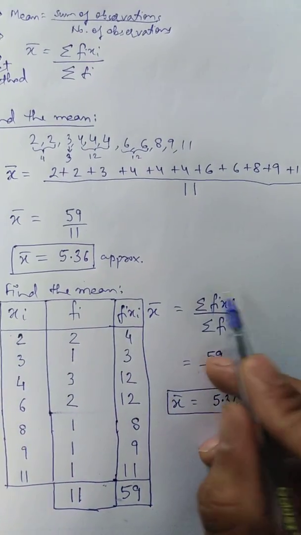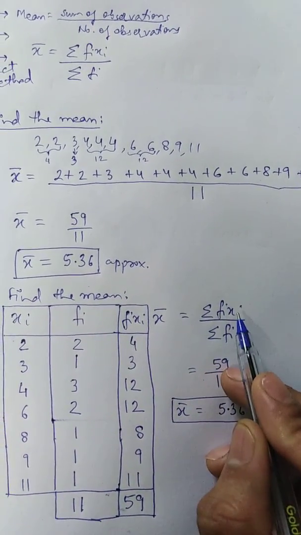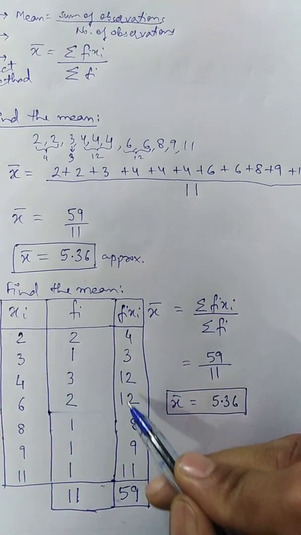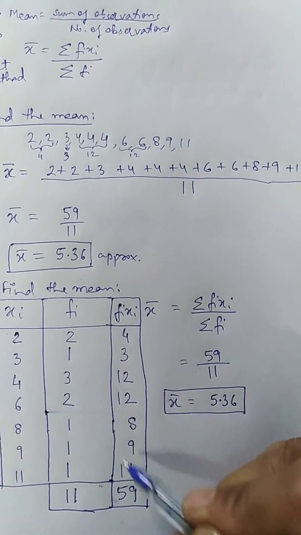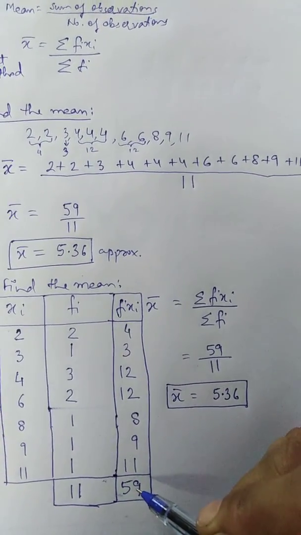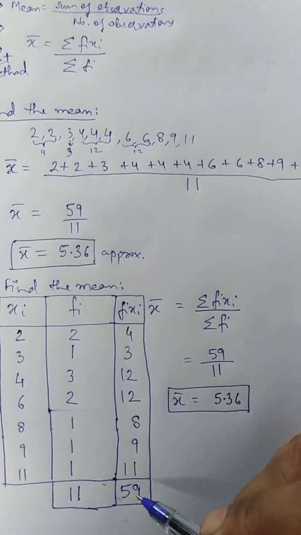And then when we come to sigma fi xi, sigma fi xi means we have to add all the values of fi xi, which is 59. There is much more meaning of sigma which we can understand in the higher classes.